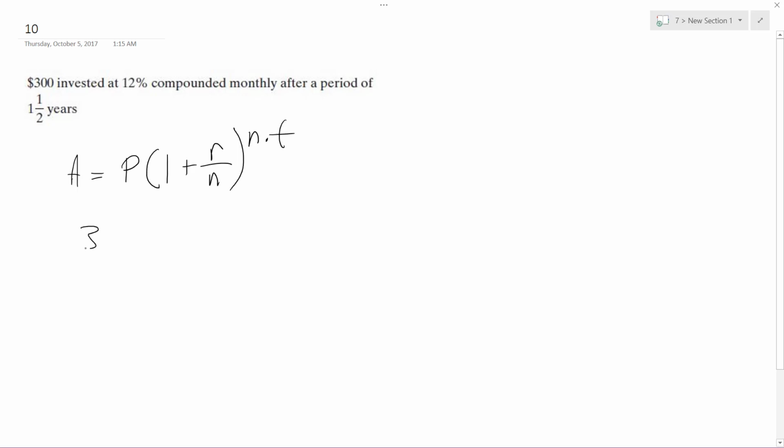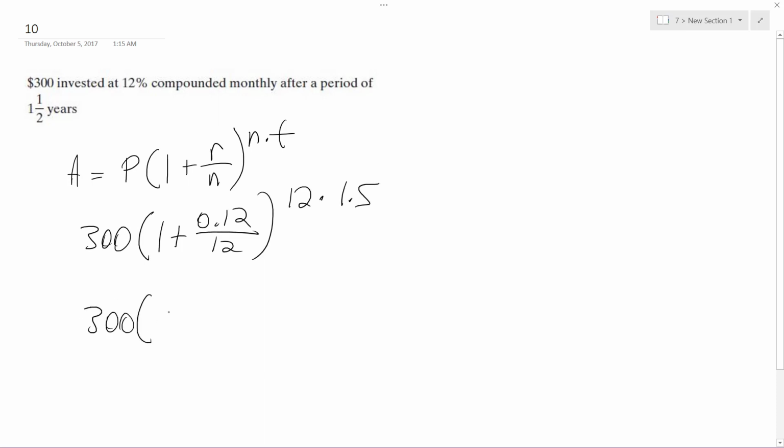So in this case, it's going to be 300 for the principal times (1 plus the rate, which is 0.12, divided by 12 because it's compounded monthly) raised to 12 times the total time, which is 1.5 years. So this is 300 times 1.01, because 0.12 divided by 12 is 0.01, raised to 12 times 1.5, which is 18.